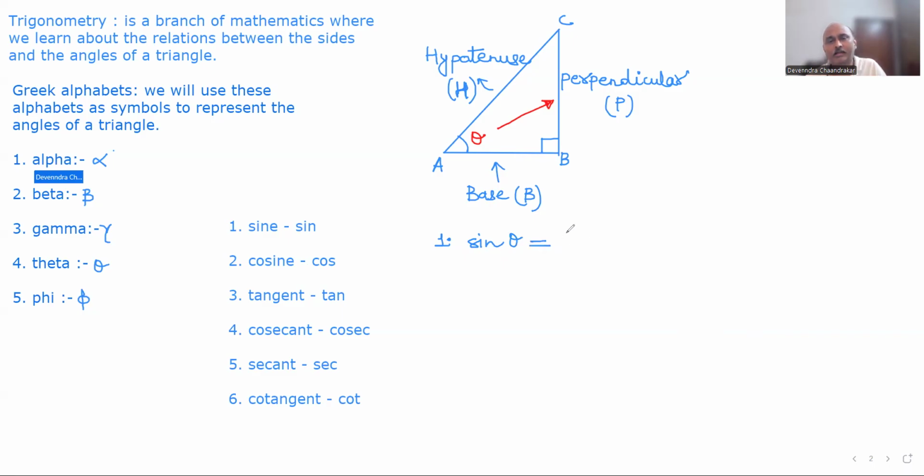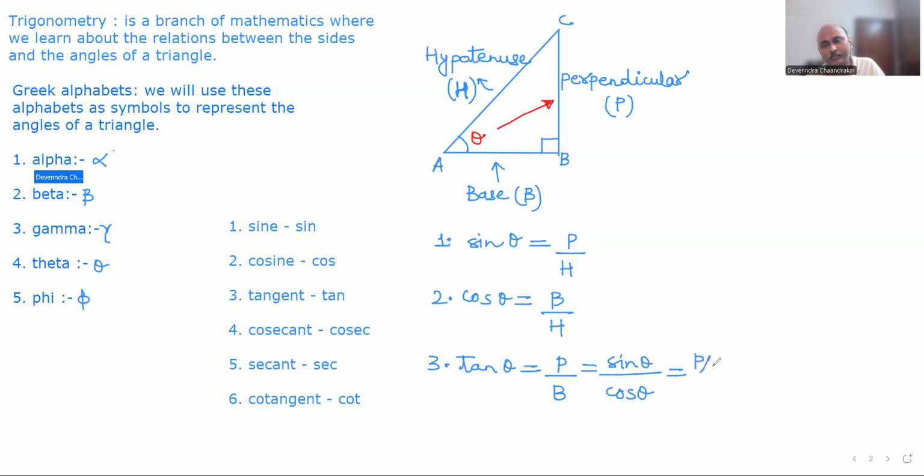So what is sine theta here? Sine theta is perpendicular upon hypotenuse. The second one is cos theta. Cos theta relates the angle and the sides as base upon hypotenuse, B by H. Third one is tan theta. Tan relates the angle and the sides as perpendicular upon base. It can also be given as sine theta upon cos theta. When you do the maths here, it's P upon H upon B upon H. You get P upon B.